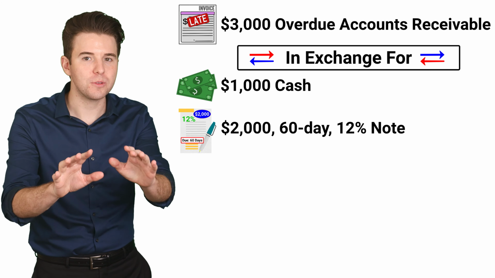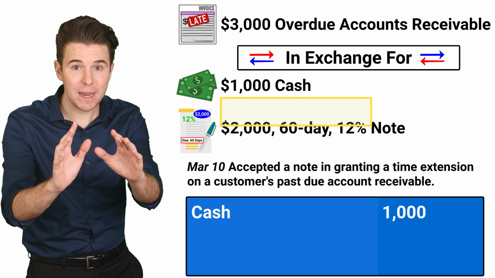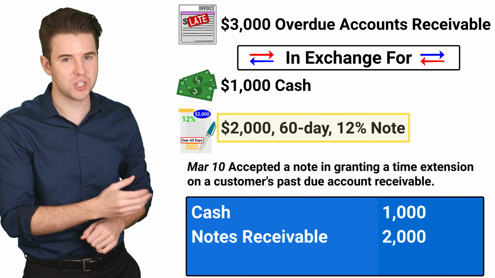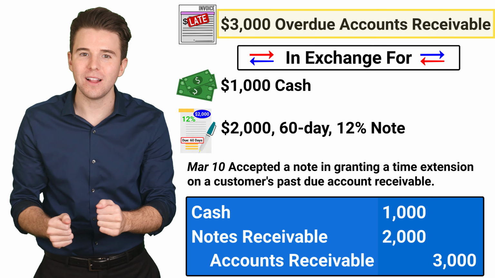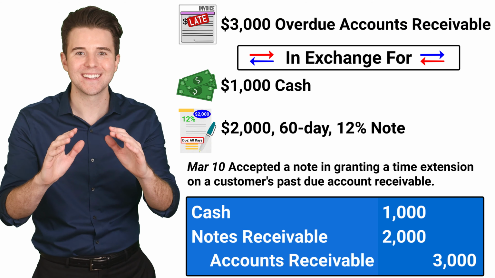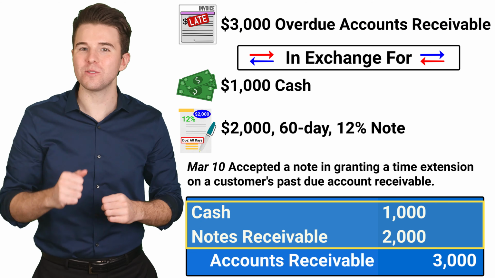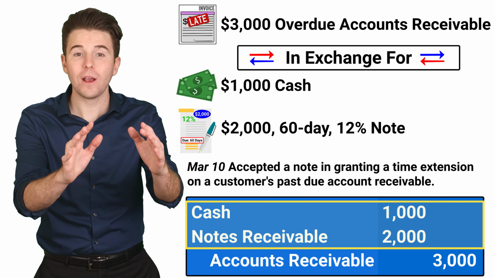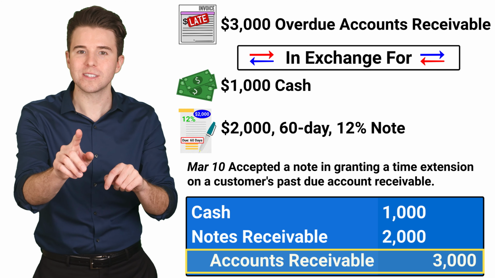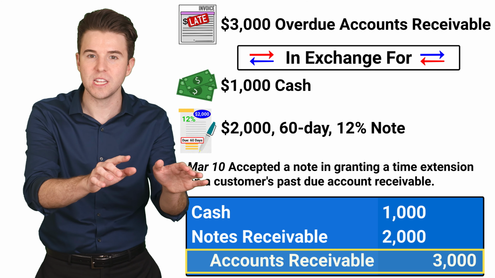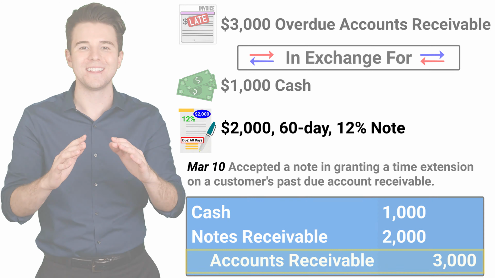To record this entry, we debit cash for $1,000, debit notes receivable for $2,000, and credit accounts receivable for $3,000. We debit cash and notes receivable to increase those asset accounts. We credit accounts receivable because the customer no longer owes us $3,000 in the form of an accounts receivable. They now owe us in the form of a notes receivable.